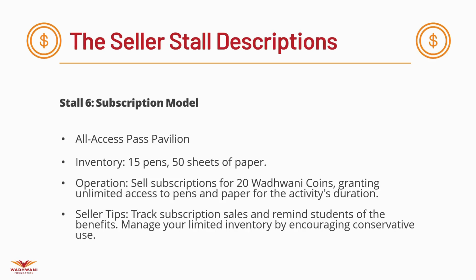Stall 6 is about the subscription model. All Access Pass Pavilion. Inventory: 15 pens, 50 sheets of paper. Operation: sell subscriptions for 20 Wadwani coins, granting unlimited access to pens and paper for the activity duration. Seller tips: track subscription sales and remind students of the benefits. Manage your limited inventory by encouraging conservative use.